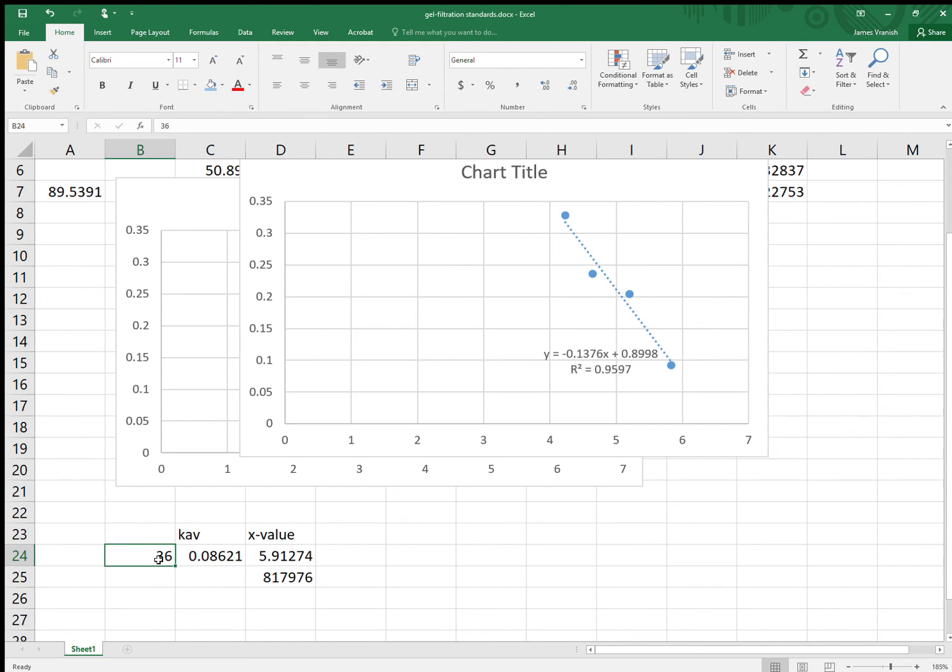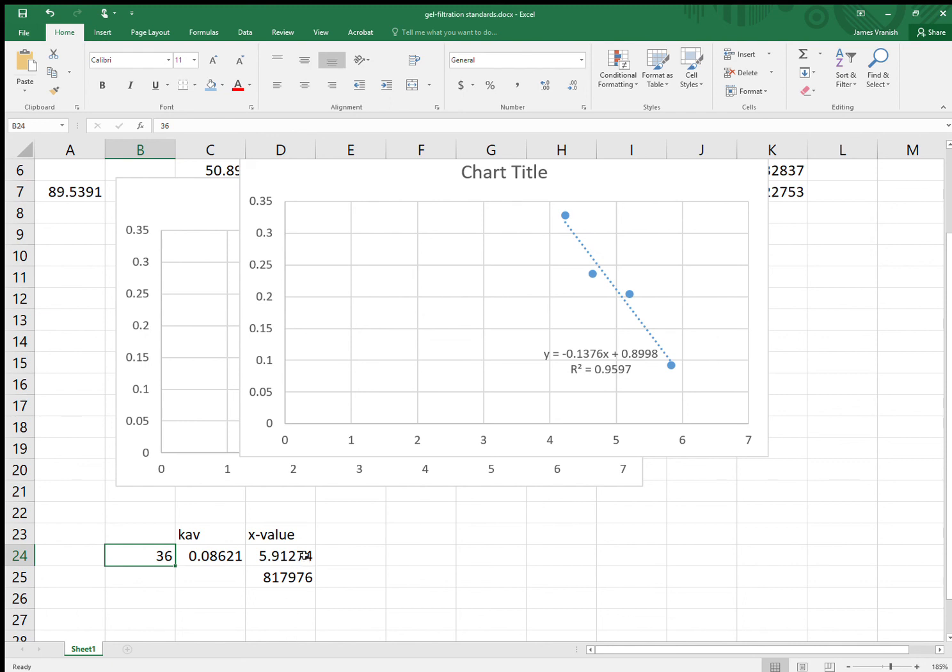So in this case, with 36, I get a K-av of 0.08621. Which I can see is going to be somewhere down here, right? But it's kind of hard to tell exactly what the X value is. That's why we use the equation. So what I'm going to do is take the K-av value. In my case, my K-av is my y-axis, so I'll plug it in for y into this equation here. And then I'm going to solve for x by just doing some algebra.